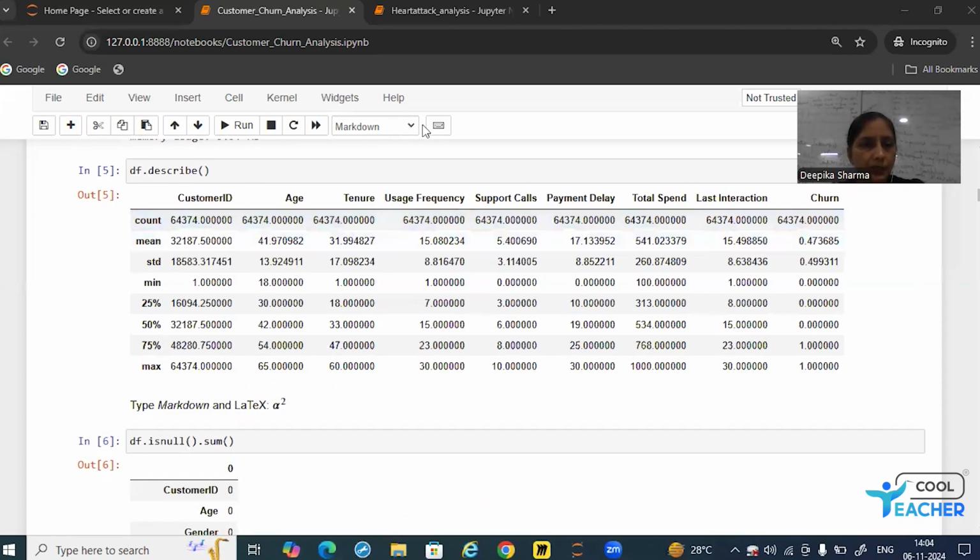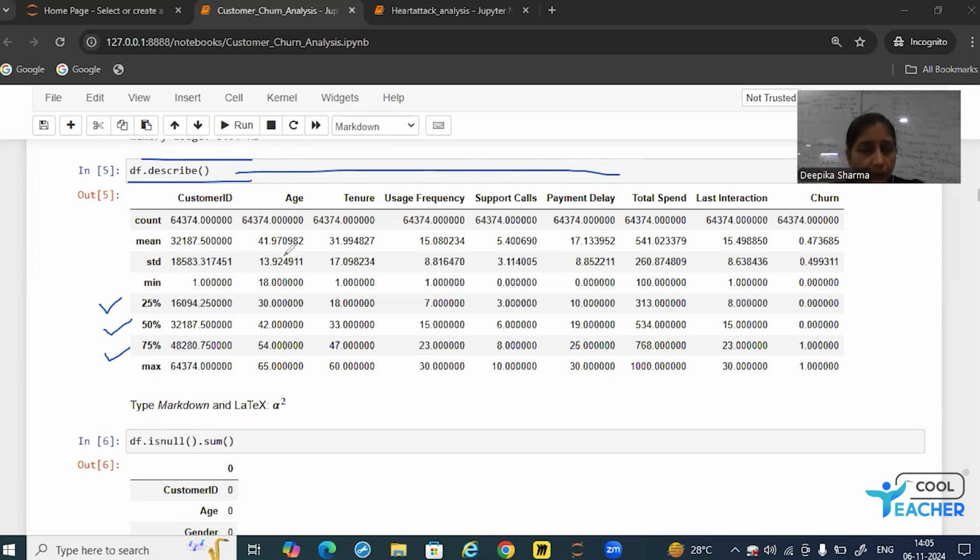Inside this, we are checking what the features are: customer ID, age, tenure, usage frequency, and so on. We can see the mean, standard deviation, minimum, and maximum values. The describe method of the data frame gives us the entire statistical summary, including the 25th, 50th, and 75th percentiles of the entire data set.